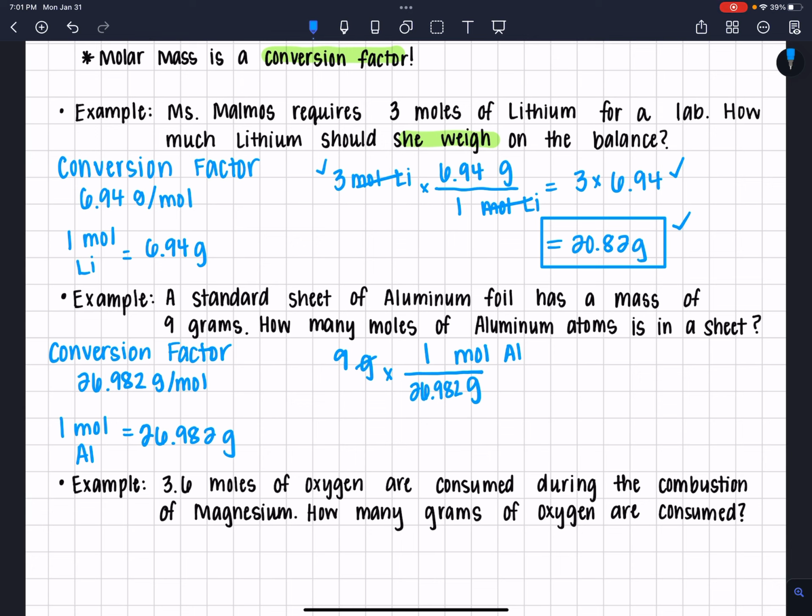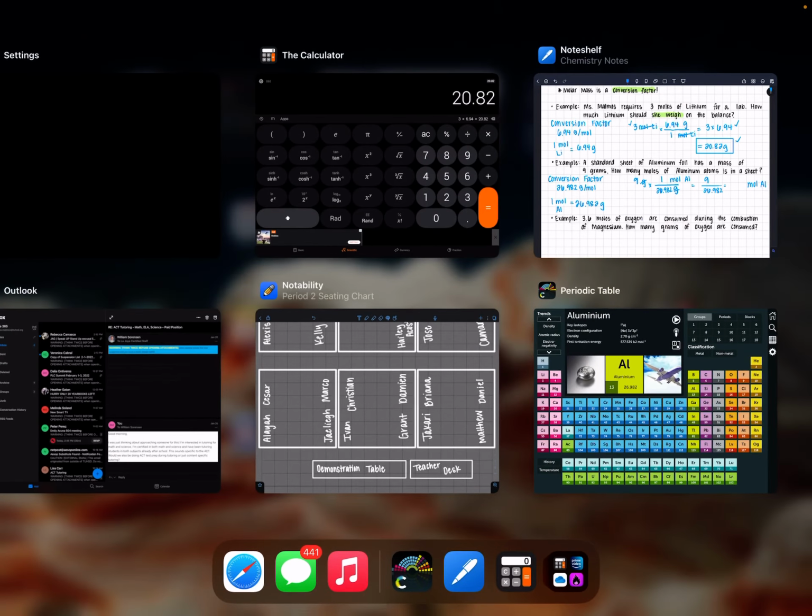So my grams are going to cancel, and when I multiply across, in the numerator I'm going to have 9 times 1, which is just 9. And in the denominator, I'm going to have 26.982. Whatever answer this simplifies to is going to be my number of moles of aluminum. So I just need to plug 9 divided by 26.982 into my calculator.